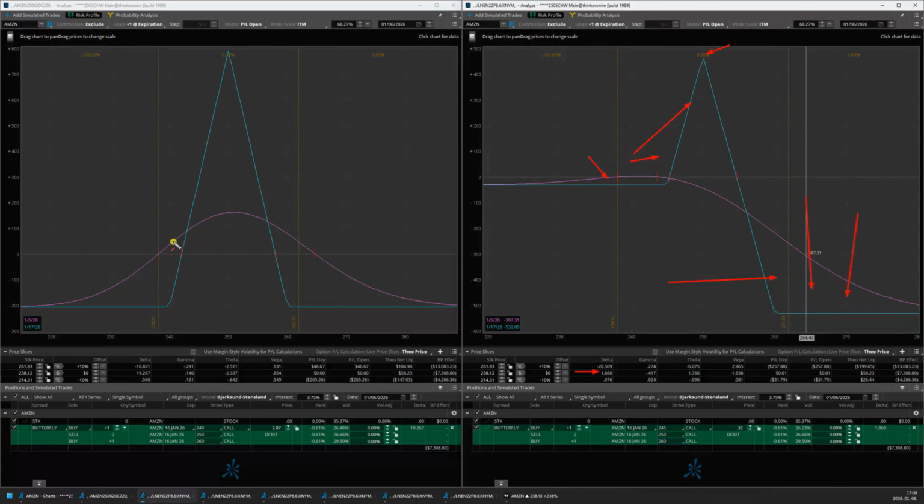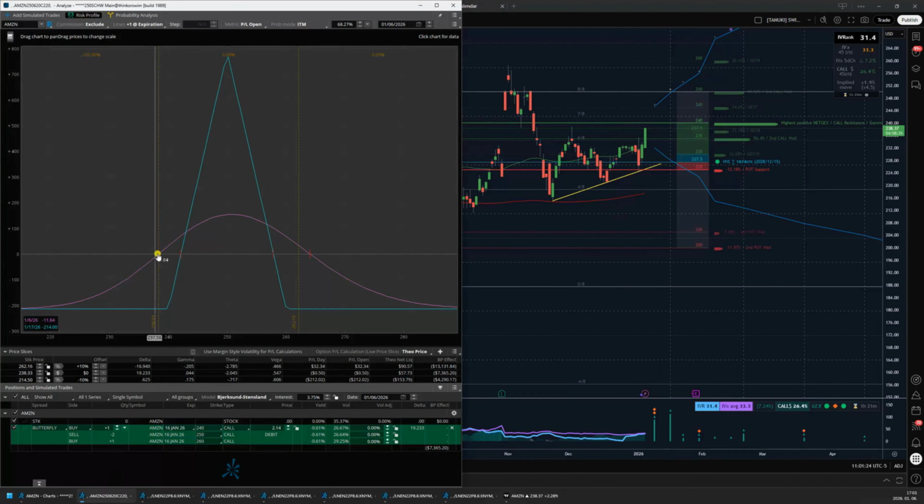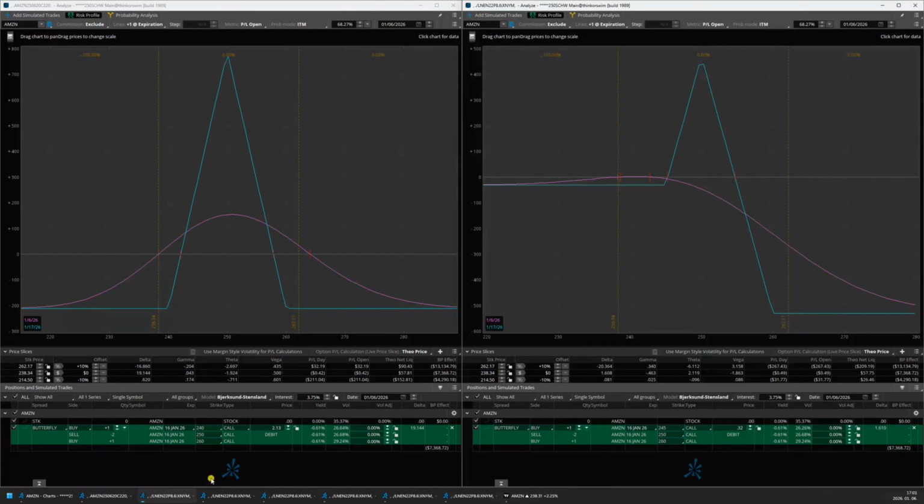If the market moves nowhere from here, for example, if the market stalls around the 240 area, which is the core resistance, that's why it's important to see where the core resistance and put supports are, because those are potential reaction zones. If the market stops here, then the regular butterfly will lose money because of negative theta. The broken wing butterfly will not lose money because of the positive theta. So if the market stops here or around here, this will not lose money in the short run. This will lose money in the short run.